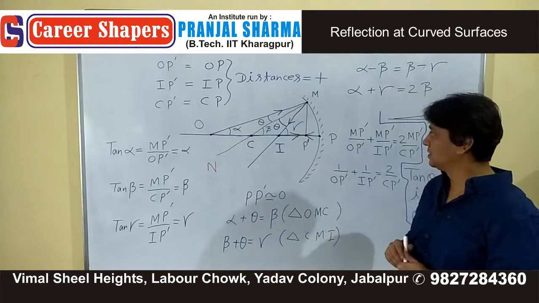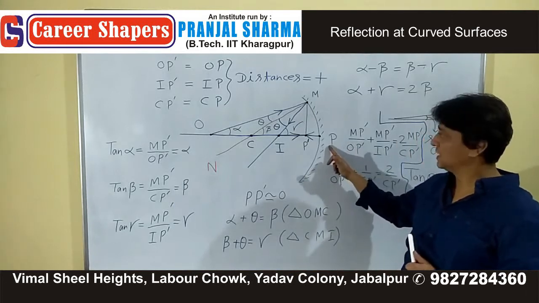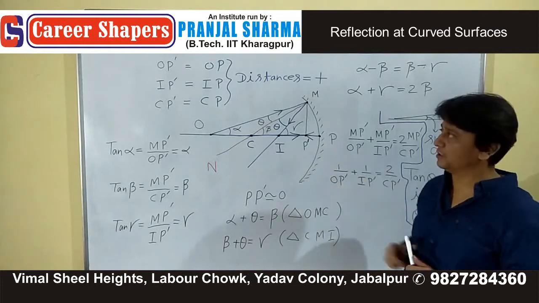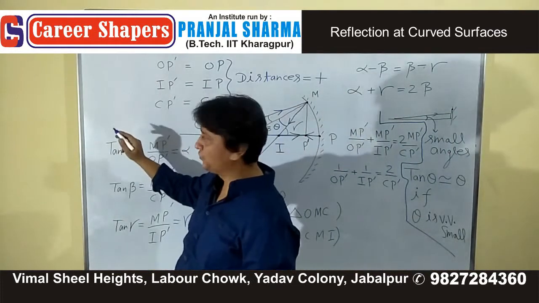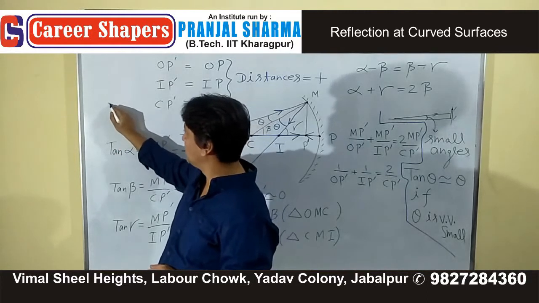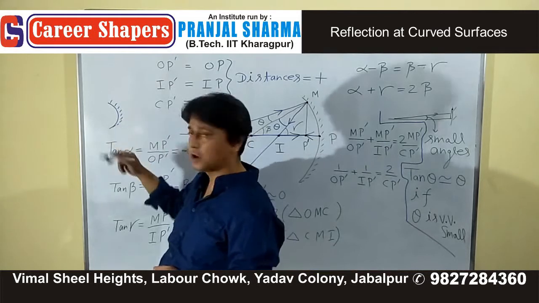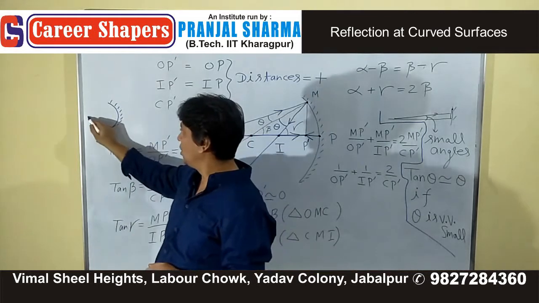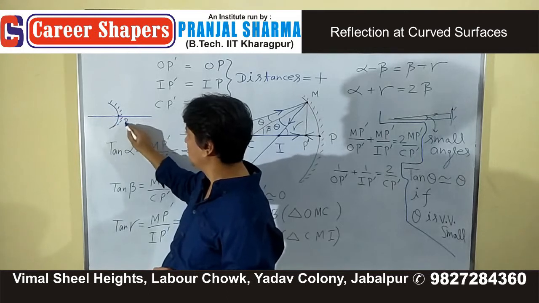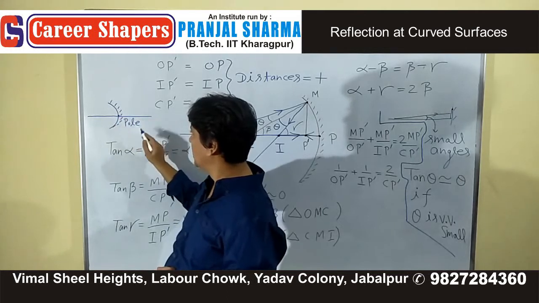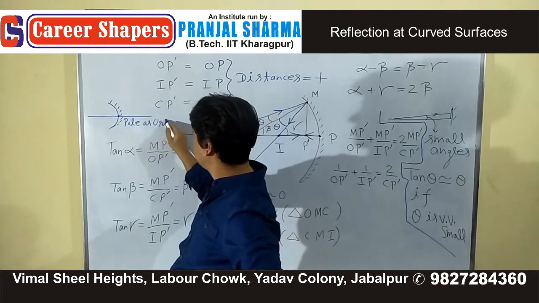How do we do that? Look here. This pole is considered the origin. If you have a mirror like this, it can be any mirror, concave or convex, always consider the pole as the origin.